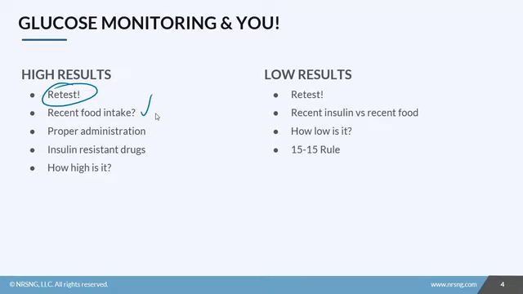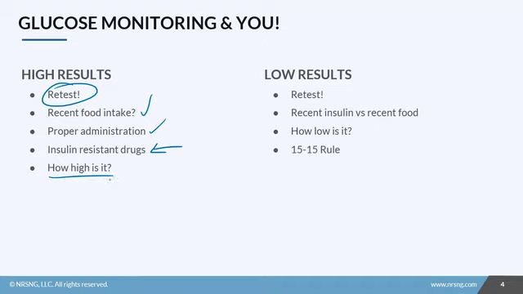So if you suspect that they may have had some recent food, also make sure if they're giving themselves insulin, are they doing it right? Do they have the proper insulin? Are they giving it to themselves correctly? Is their insulin not working? Those are things you want to consider. Another thing when you have high test results: is the patient on some sort of insulin resistant drug? If they are, that could actually lead to a high result.